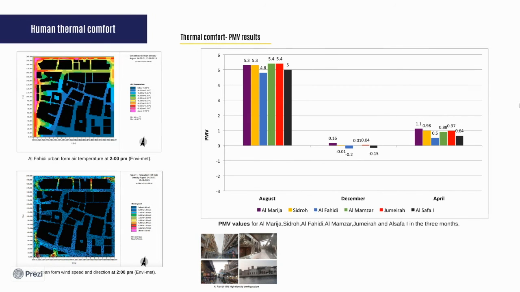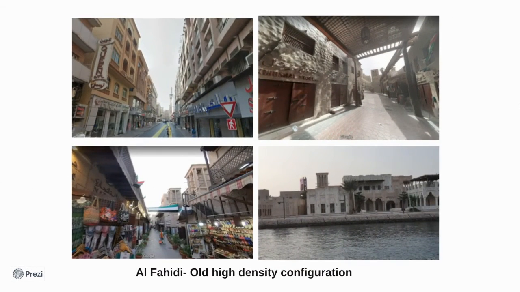The traditional urban form such as Al Fahidi area, with high height to width ratio, narrow canyons, low sky view factor, and low mean radiant temperature values, even though it has a high density ratio, is more thermally comfortable compared to the open urban canyons with less urban density in the new urban forms. And these are some images for Al Fahidi area.